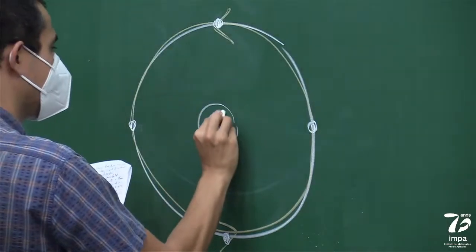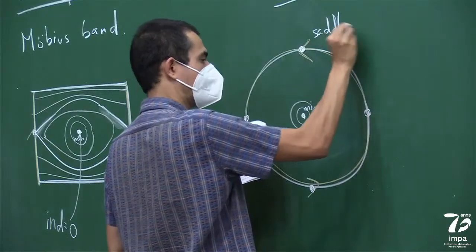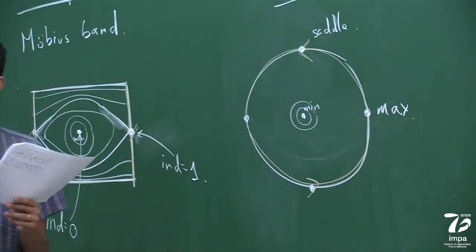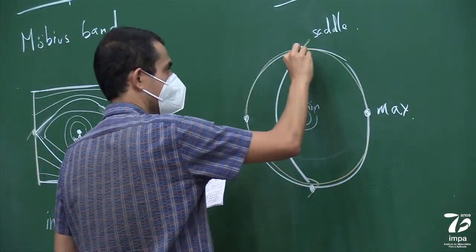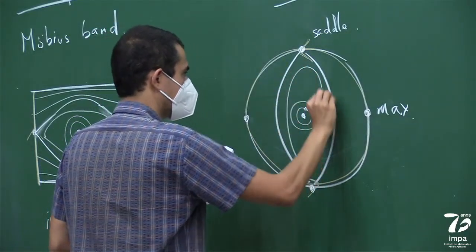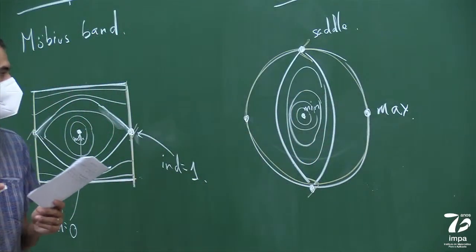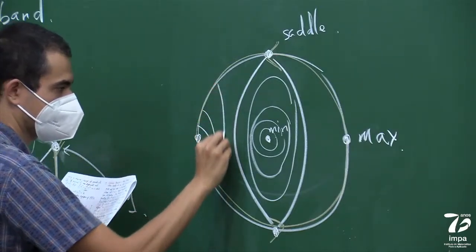So this would be a minimum. This would be a saddle. And over here, I have my max. So I can draw my saddle like this. So you see that I can draw level curves like that. And now, around the max, my level curves look like this.